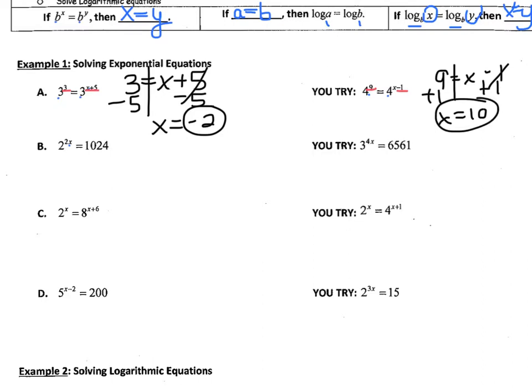For B, we have a base 2 right here, but unfortunately we don't have base 2 on the other side. So let's make it a base 2. So we have 2 to the 2x, and how can we rewrite 1024 using base 2? Well, it turns out that 2 to the 10th is 1024. Now that those 2's match up, we can just set 2x equal to 10 and solve. So 2x equals 10 and x equals 5.